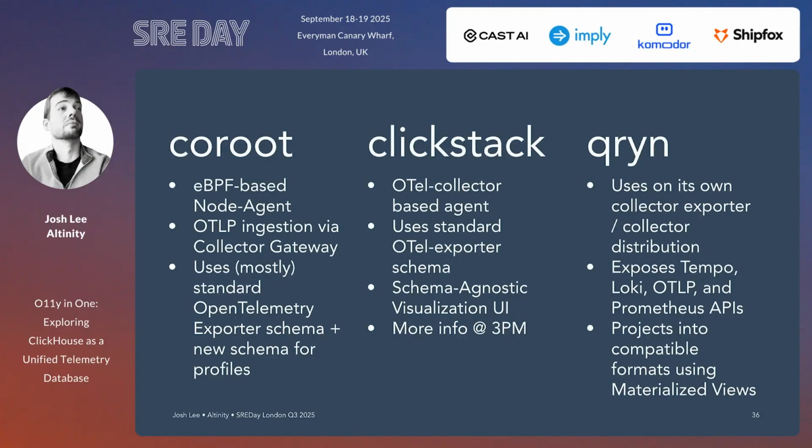To quickly recap and compare these tools, we have Coroot, which has that eBPF-based node agent. It actually deploys an OTel collector as its ingestion gateway, which is really cool because that means you have all the flexibility and you can use all of the receivers available in an OTel collector. And it is using mostly the standard schema from the OpenTelemetry exporter. So they've made a few changes to make it more efficient for things like profiles, but it's basically just using the out-of-the-box exporter schema. ClickStack is also using the out-of-the-box exporter schema, which is great because that makes it interoperable and compatible with anything else that expects that schema. Personally, I believe that any of the SQL-compatible OTel exporters should converge on this same schema just so that we have this interoperability across all of the tools. I think that would be awesome.